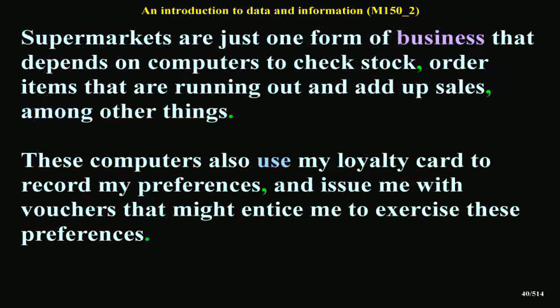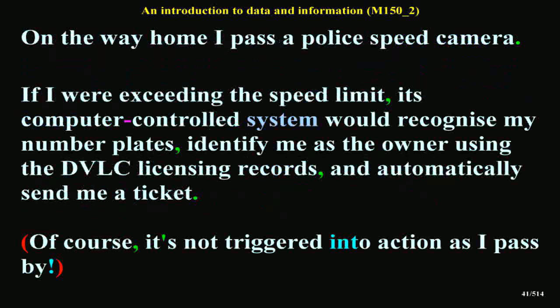These computers also use my loyalty card to record my preferences and issue me with vouchers that might entice me to exercise these preferences. On the way home I pass a police speed camera. If I were exceeding the speed limit, its computer-controlled system would recognize my number plates, identify me as the owner using the DVLC licensing records, and automatically send me a ticket. Of course, it's not triggered into action as I pass by.